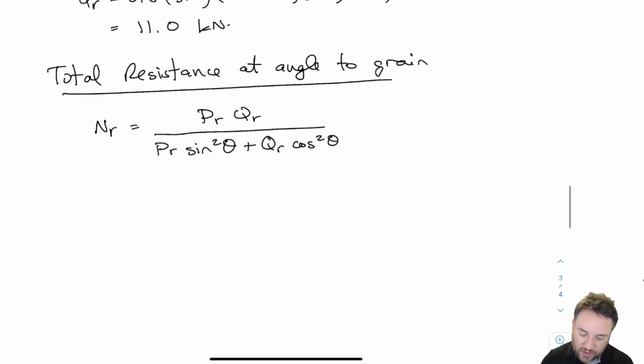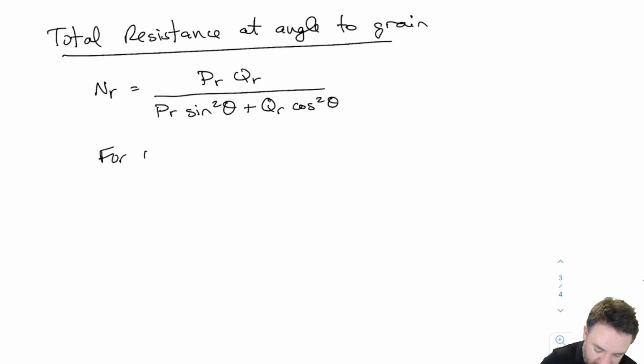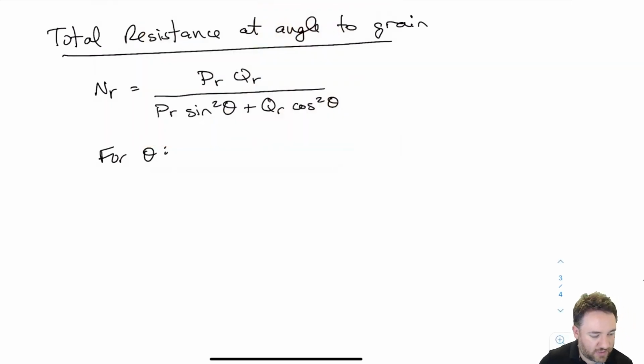Okay, so you'll recall that the total resistance at angle to grain uses this equation, which is an interaction equation, which is going to come up with some strength that is somewhere in between the parallel to grain strength and the perpendicular to grain strength. And we need to figure out what theta is here. So I'm just going to draw a picture so that we can work it out a bit more explicitly. When in doubt, draw a diagram.